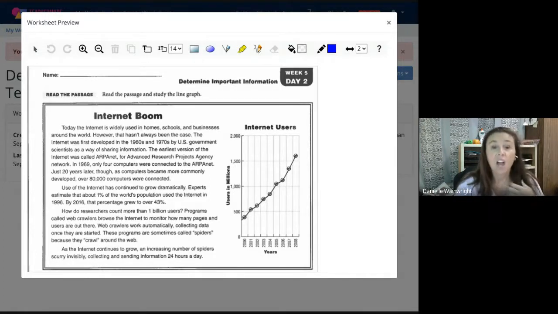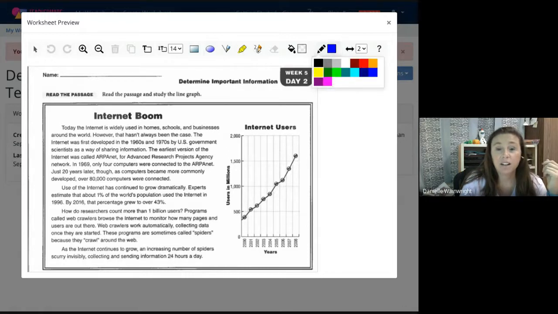Okay, so the first thing we're going to do, guys, is use a method that I call delete, substitute, and keep. So the first thing we want to do is go through and highlight information that we think has main ideas and details. Let's go with yellow to start with. Let's make our highlighter yellow.